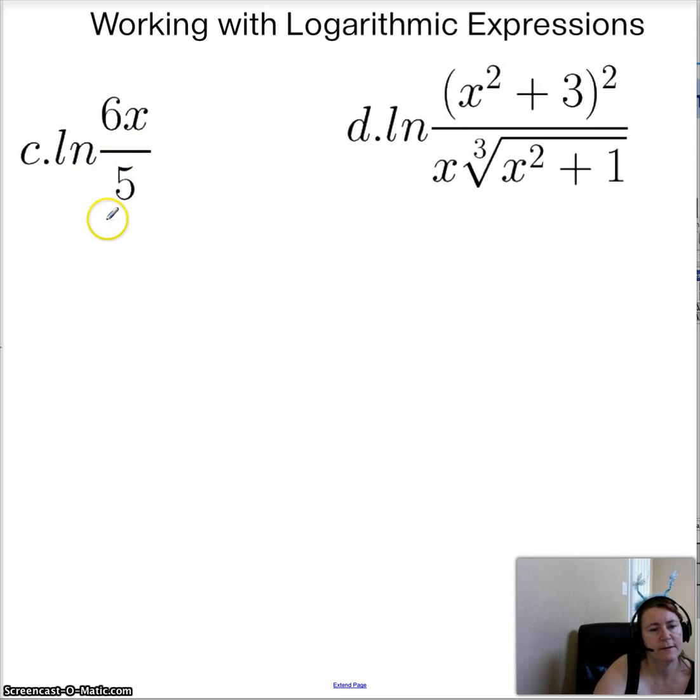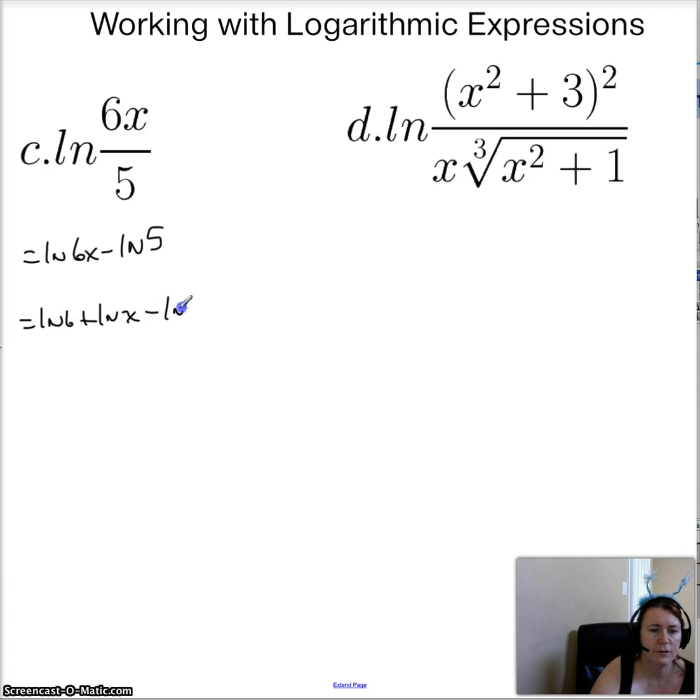What if we try this one? Natural log of 6x divided by 5. Well, this is a natural log of 6x minus a natural log of 5. Am I done? Not quite. We can break this up as a natural log of 6 plus a natural log of x minus a natural log of 5. Now that's about as down as I can get it.